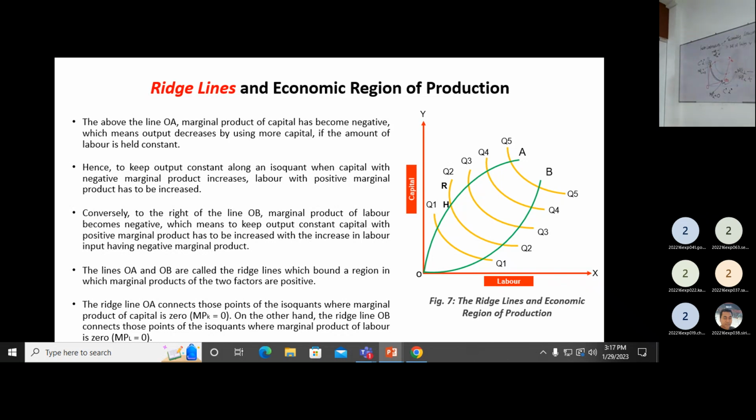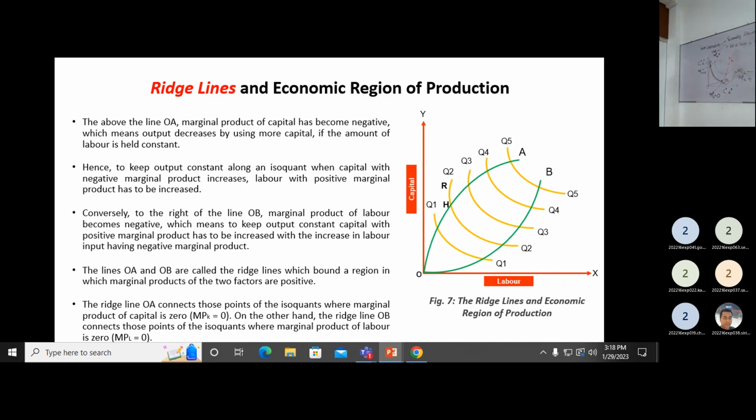Right. So here it says, above the line OA, the same thing which we discussed, everything has been written here, above the line OA, which means these areas, the marginal product of capital has become negative. Which means output decreases when using more capital. When you are using more capital, the output decreases if your labor amount is held as it is.